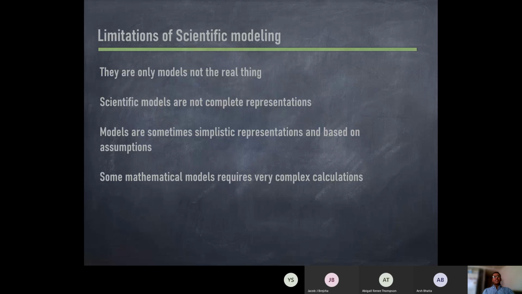Then models are sometimes simplistic. They can be very simplistic, okay? And as I said, based on assumption, okay? Then some of the mathematical models require very complex calculations, right? Because for some of the natural system phenomena, you need lots of calculations and equations to represent those. So that can be tedious. So these are some of the limitations of scientific modeling.